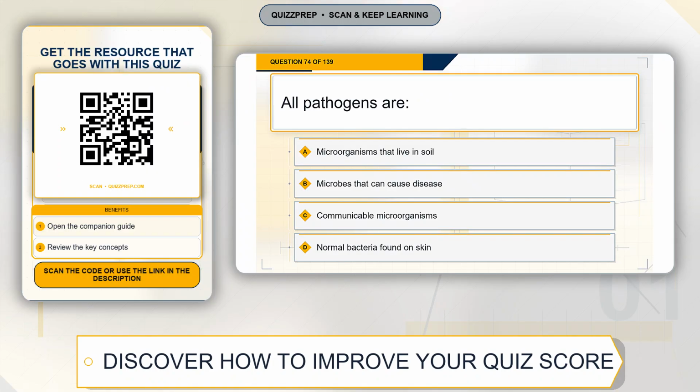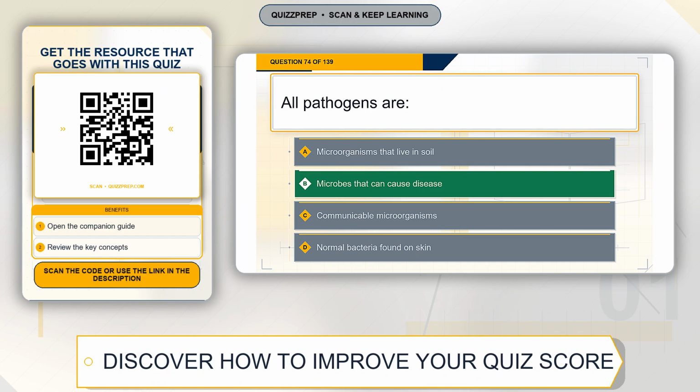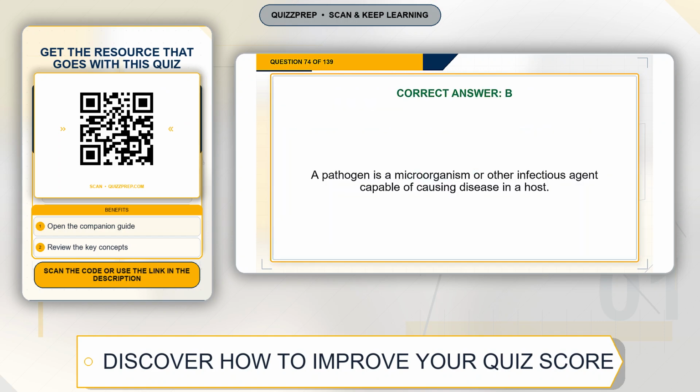Question 74. All pathogens are: Option A, microorganisms that live in soil. Option B, microbes that can cause disease. Option C, communicable microorganisms. Option D, normal bacteria found on skin. The correct answer is option B, microbes that can cause disease. Explanation. A pathogen is a microorganism or other infectious agent capable of causing disease in a host.